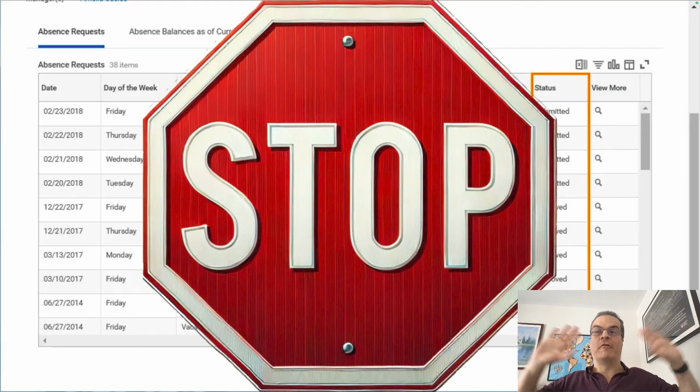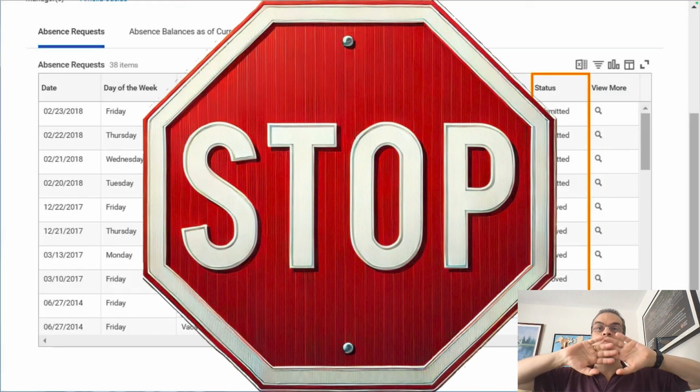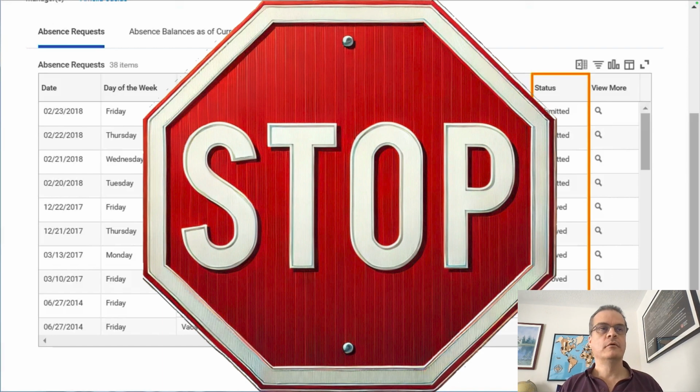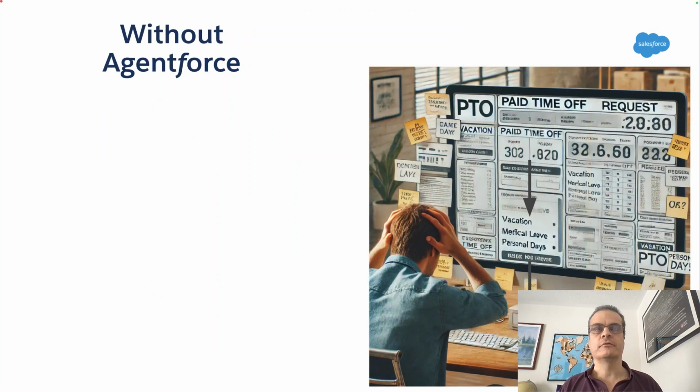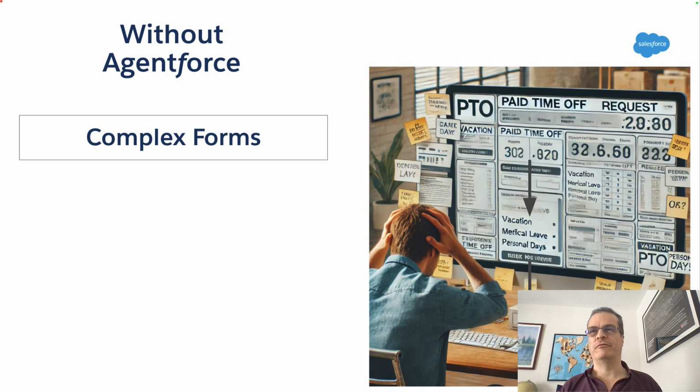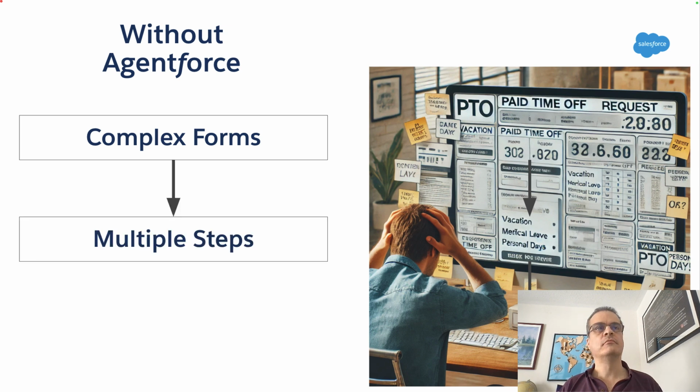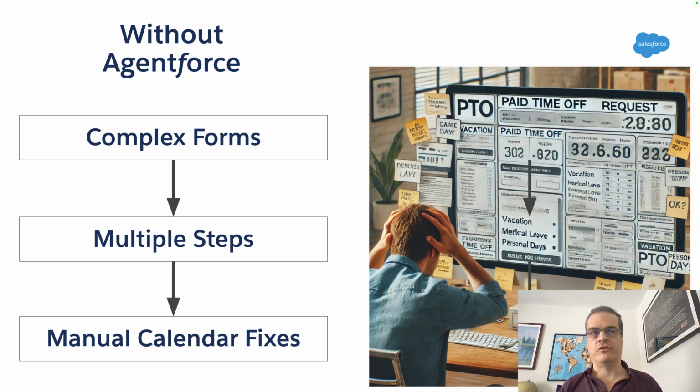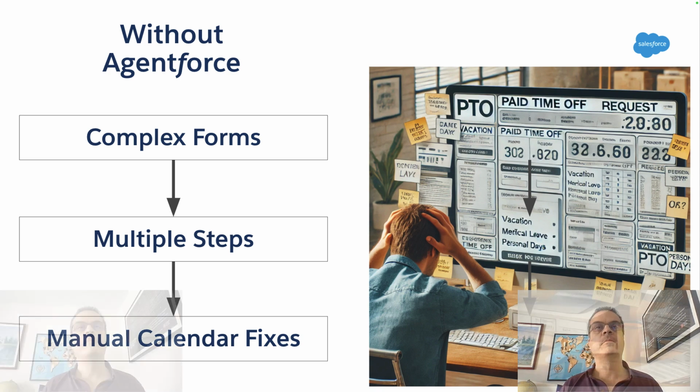Yeah, enough forms. We don't want that. We want a simpler way. So difficult. So frustrating, just like this fellow here, which was drawn by ChatGPT. So without AgentForce, we have to fill complex forms. There's a lot of multiple steps. And eventually you're going to have to probably edit those calendars manually.